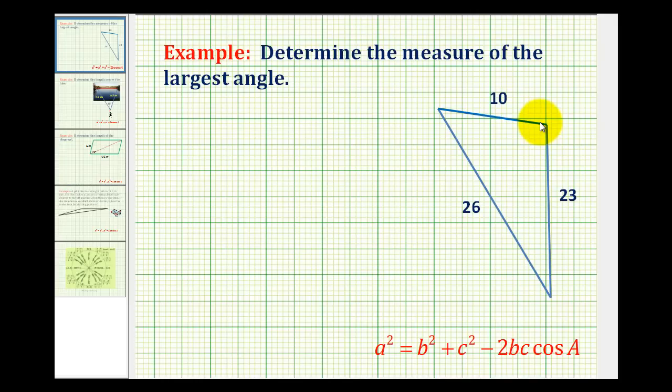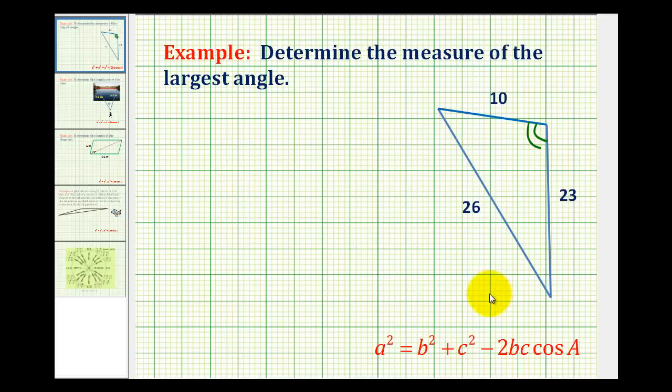We want to determine the measure of the largest angle in this triangle given the length of three sides. Well, the largest angle will be across from the longest side, and since this is the longest side, this is the angle we want to determine the measure of. Now I can use the law of cosines to determine the measure of this angle.